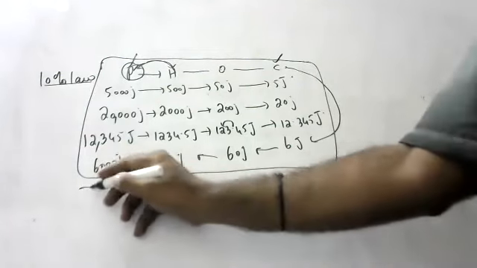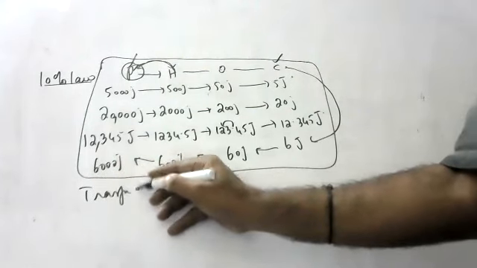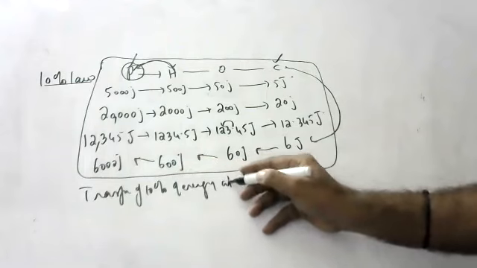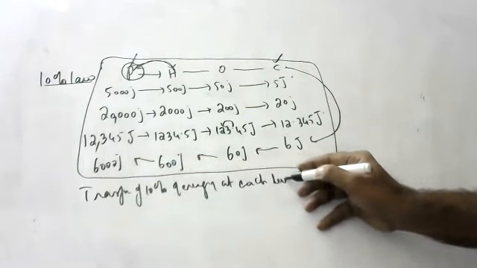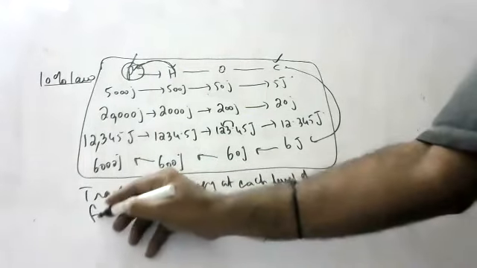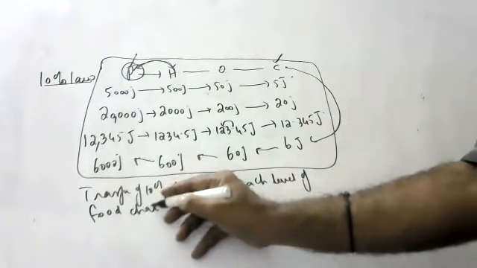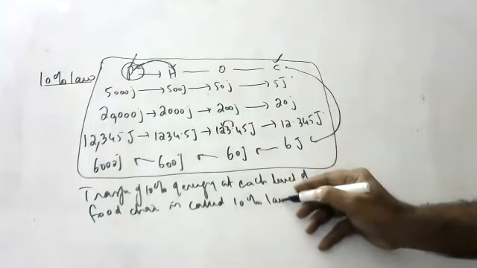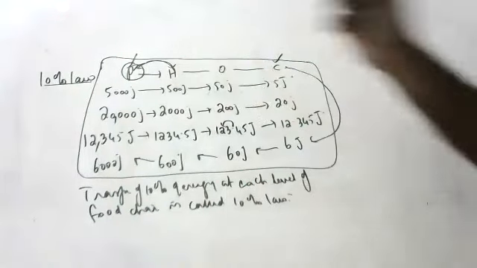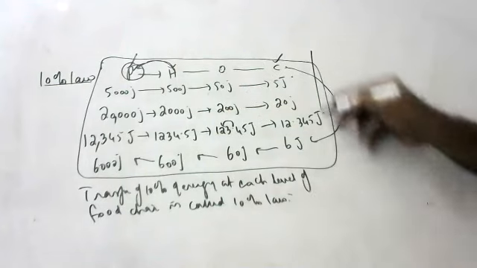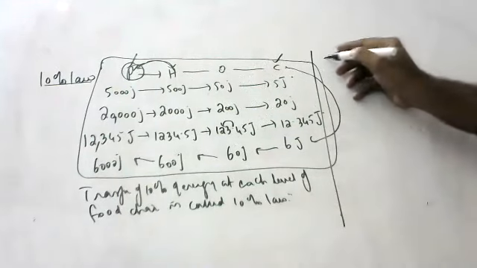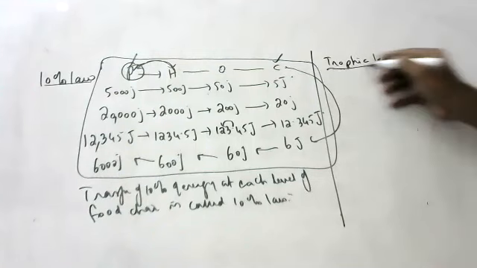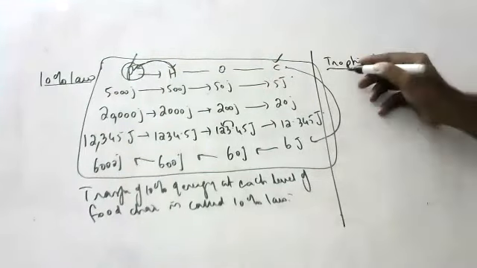What is the 10% law? Transfer of 10% of energy at each level of the food chain is called the 10% law. And each level is called a trophic level. What is a trophic level? Each level of the food chain is called a trophic level.